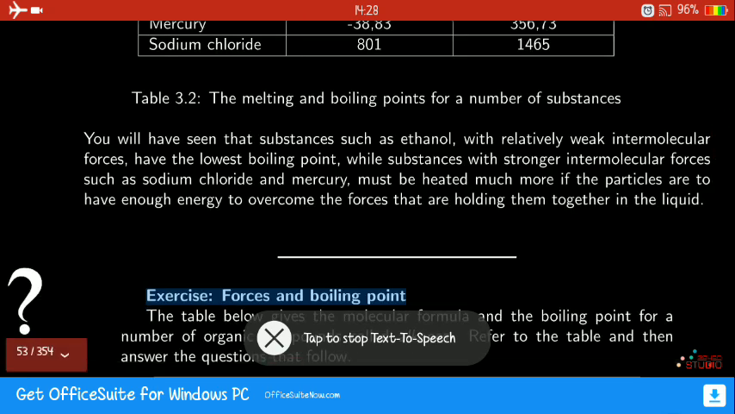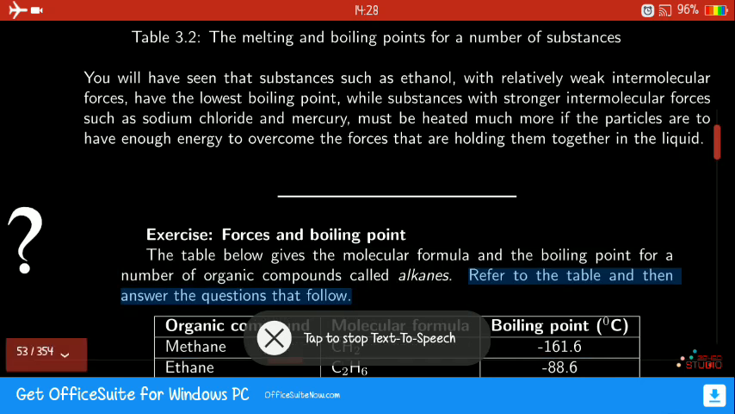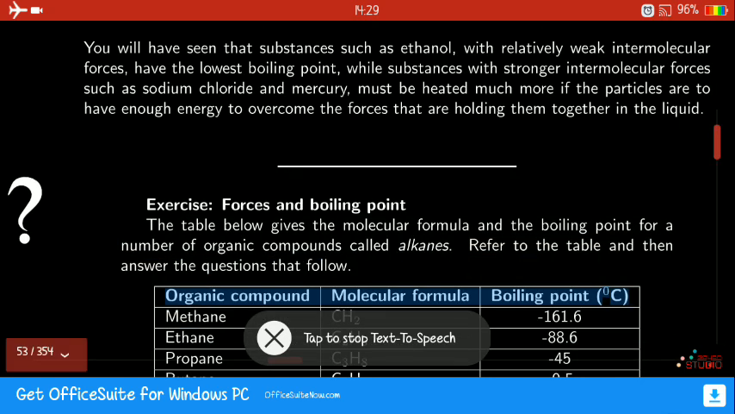Exercise: forces and boiling point. The table below gives the molecular formula and the boiling point for a number of organic compounds called alkanes. Refer to the table and then answer the questions that follow. Organic compound, molecular formula, boiling point in degrees Celsius.